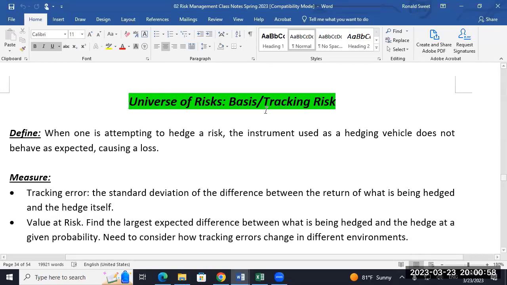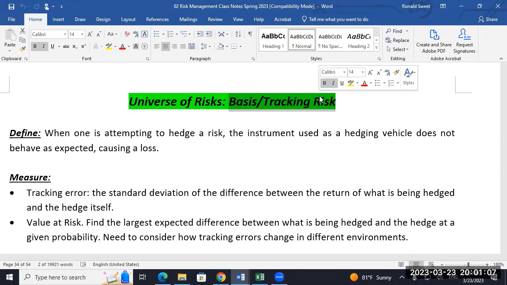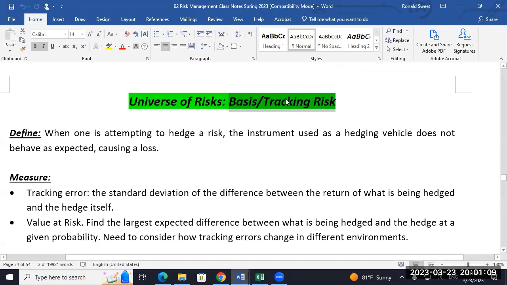We're going to start with basis risk. We actually have an entire case on basis risk we're going to do, talking about a company in Germany that went under because of basis risk. So what is basis risk? Tracking risk. We talk about tracking risk related to your portfolio. It's a similar concept. So you're trying to do a hedge, and you set up the hedge.